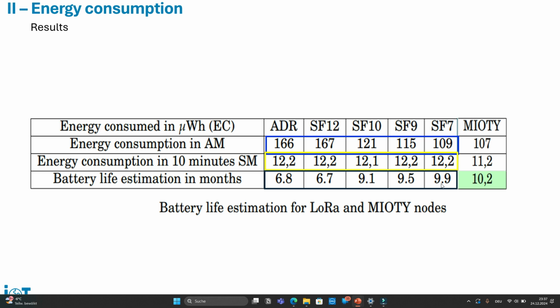We have here the highest battery life estimation in months in spreading factor 7, 9 months and 9 days. And this was expected actually because the spreading factor 7 in LoRa is the one guaranteeing better battery life. For MIOTY, we have 10 months and 2 days. So MIOTY is still showing better results in terms of battery life estimation within the same hardware and the same conditions.